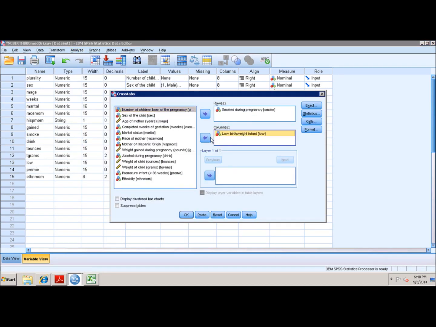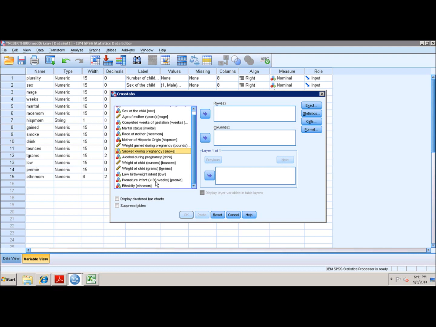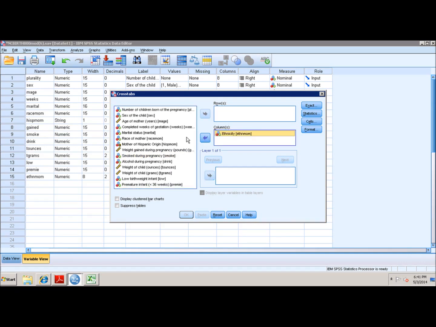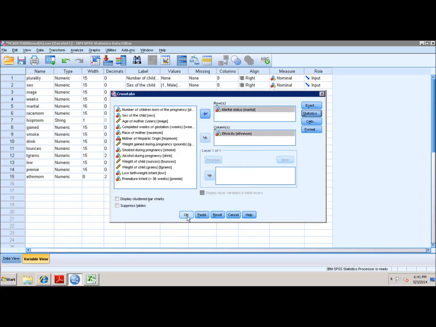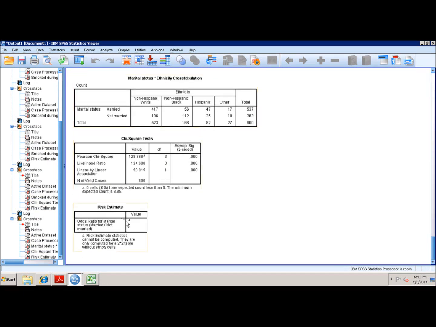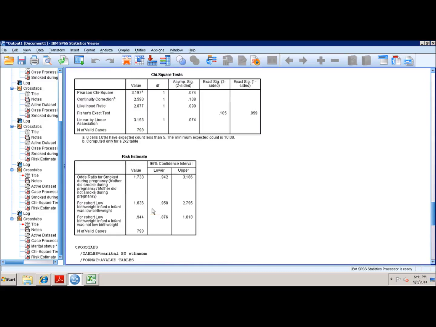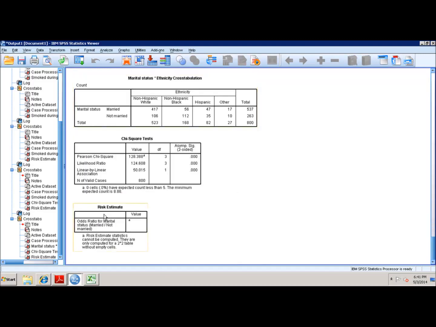Now we're going to move these out of the way, and we do ethnicity. We'll put in our rows, and we'll put marital status in our columns. And remember, in the statistics area, we want to calculate chi-squared, and I'll keep risk checked just so that you can see what happens with a table that's larger than 2 by 2. It will not give you odds ratios. So we see here risk estimate statistics cannot be computed. They are only computed for a 2 by 2 table. So in this case, we are not able to get odds ratios, but again, we can do pairwise odds ratios manually if we were interested in doing that.